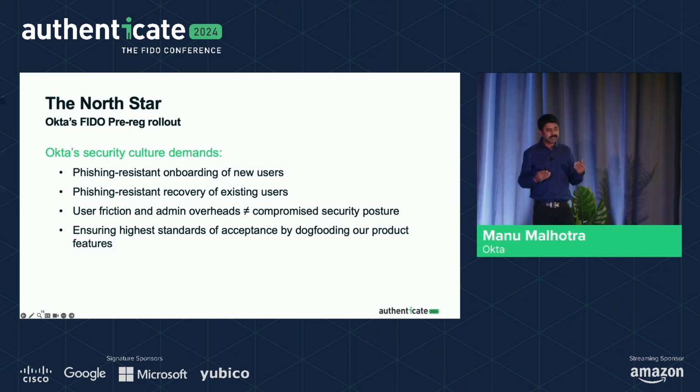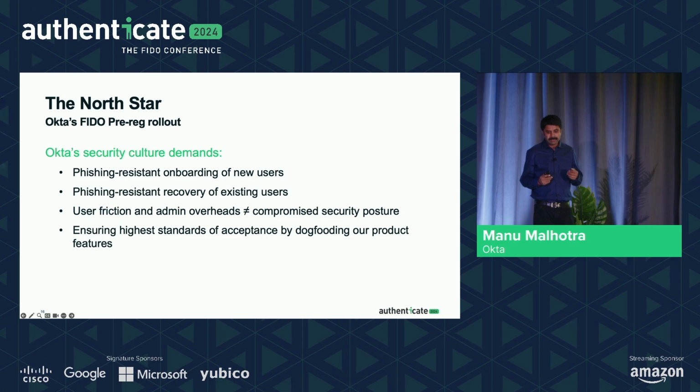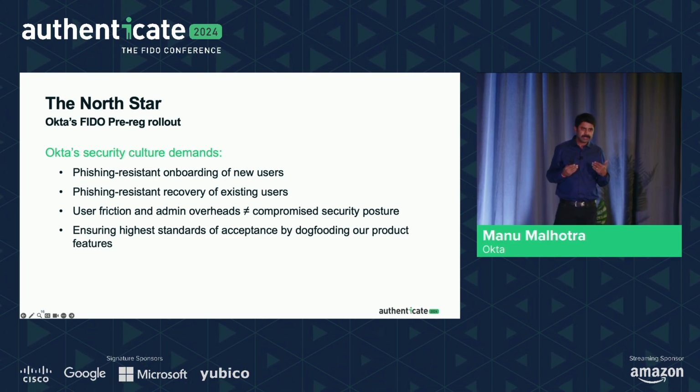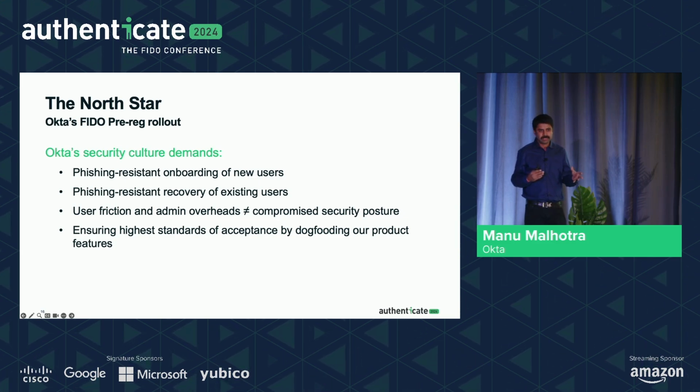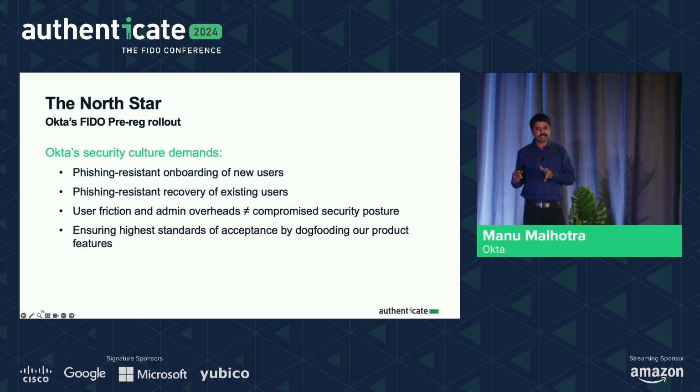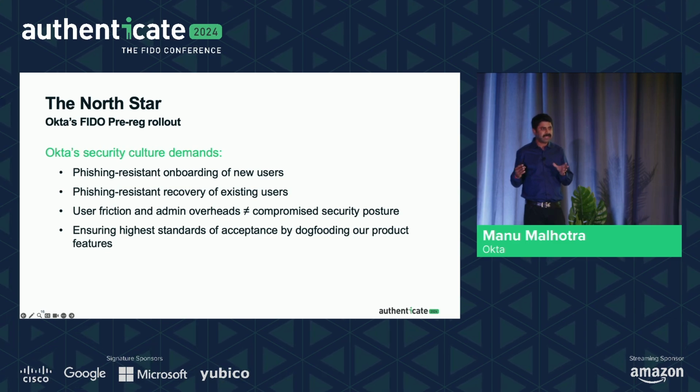And for the phishing-resistant recovery use cases as well, if somebody loses their device or their laptop or something like that, now they want to recover. How do they do it right now? Either call, either send email, or whatever is out there, right? So we are solving that problem with phishing-resistant recovery as well. And so we at Okta think that user friction, and admin overheads about delivering this YubiKey and stuff like that, might be reasons for compromised security posture. We don't want that. We want security posture to be as good as it can be.